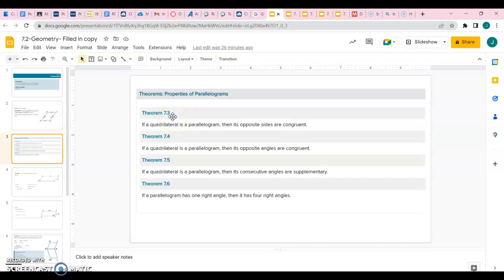Theorem 7.3 says if a quadrilateral is a parallelogram, then its opposite sides are congruent. Theorem 7.4 says if a quadrilateral is a parallelogram, then its opposite angles are congruent. 7.5 says if a quadrilateral is a parallelogram, then its consecutive angles are supplementary. And if you remember, supplementary means equals 180. And 7.6 says if a parallelogram has one right angle, then it has four right angles.